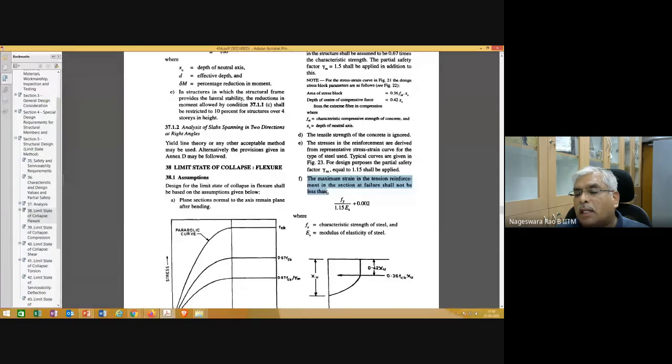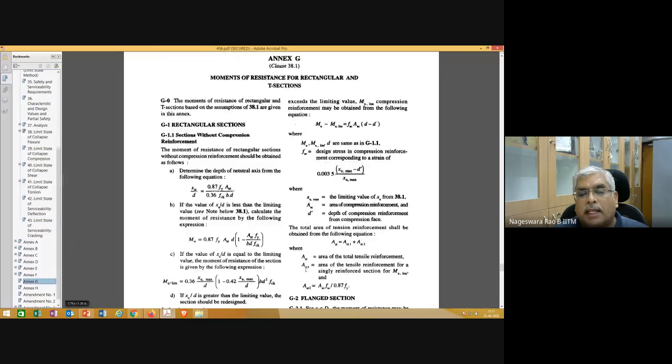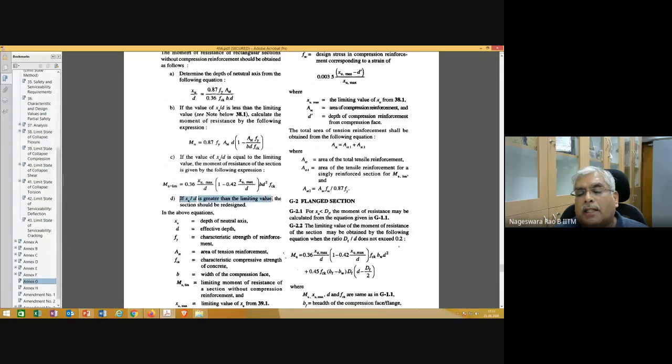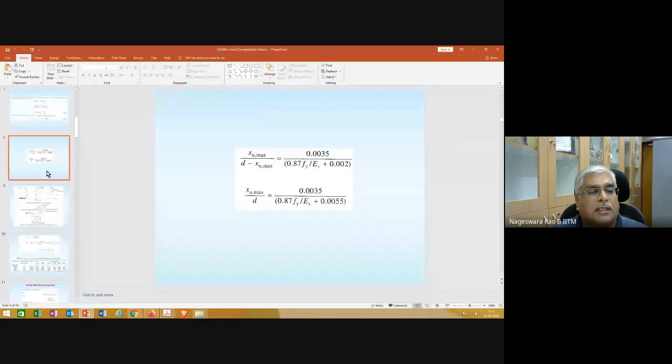Maximum strain in tension reinforcement in this section at failure shall not be less than a certain value. So whatever the strain, it should be greater than this value to ensure that steel yields. If it is over reinforced, it may not happen. So that's why here in Annex G of IS 456, it's saying if Xu divided by D is greater than the limiting value, the section should be redesigned. Okay. So let's go once again through all these things.